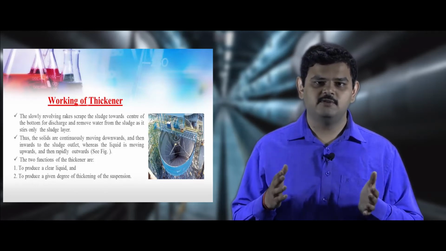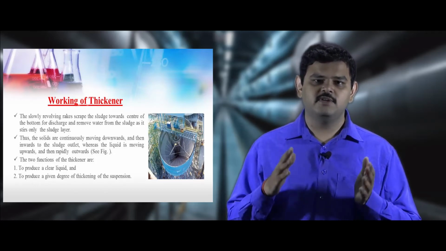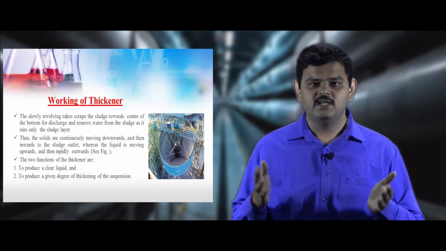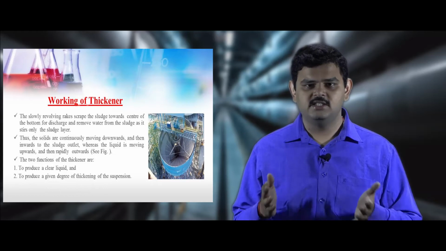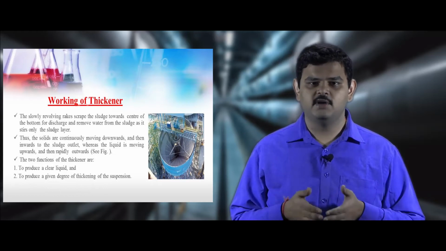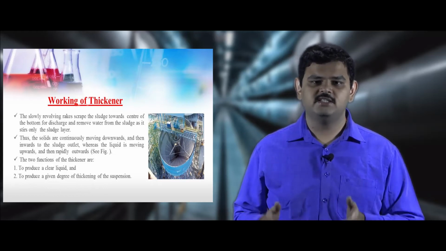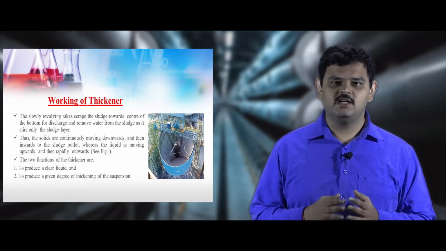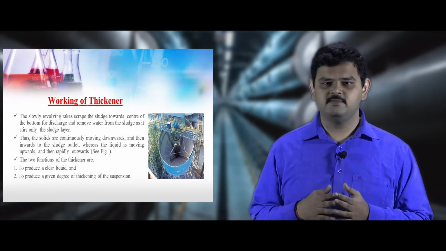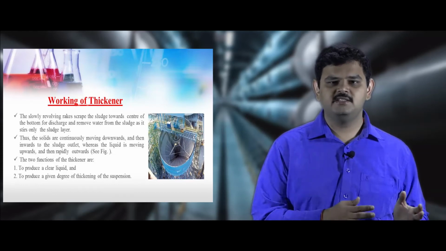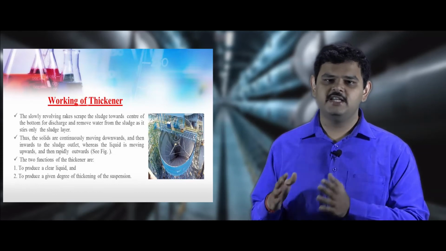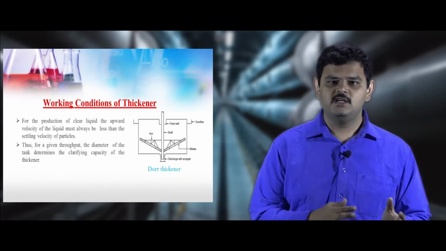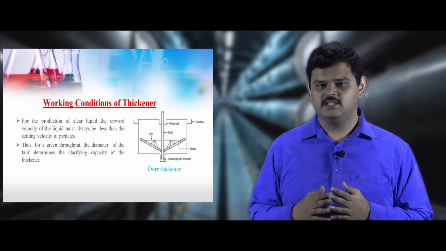The upward water will be reaching the surface and moving towards the clearer section by crossing different launders, and the concentrated slurry, that is the solid particles, will be entering the bottom and removed as sludges continuously. The two important functions of the thickener are obtaining clearer liquid from the slurry and obtaining a certain required degree of thickening from the solids. Now we move on to the working conditions of the thickener.